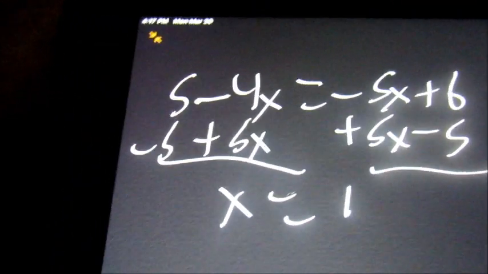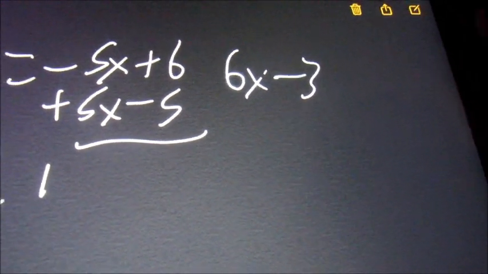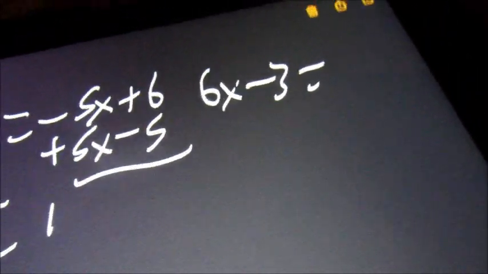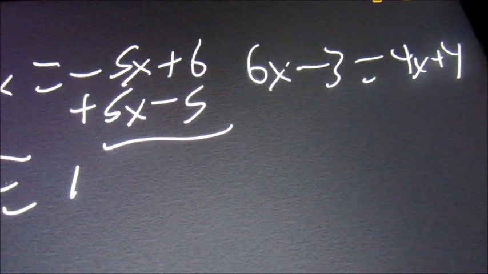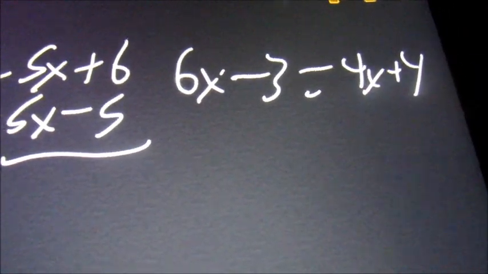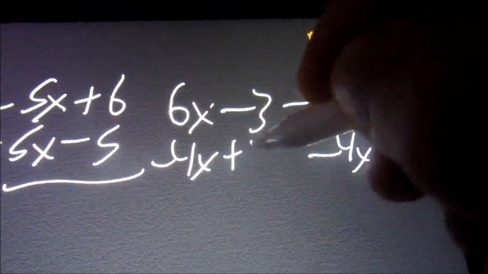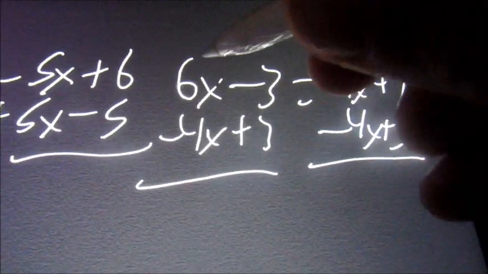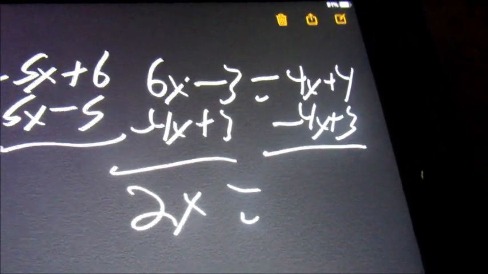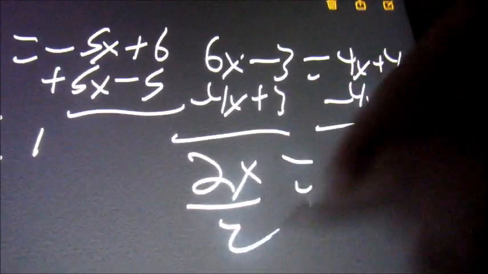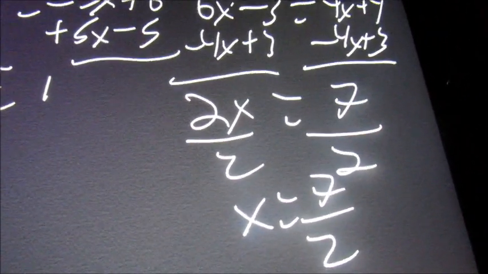Next, let's say that we have 6x minus 3 equals 4x plus 4. So again, to keep my x's positive, I'm going to move them to the left. So minus 4x, minus 4x. That means I'm going to add 3. 6x minus 4x is 2x equals 4 plus 3 is 7. Divide both sides by 2, and x is 7 over 2.